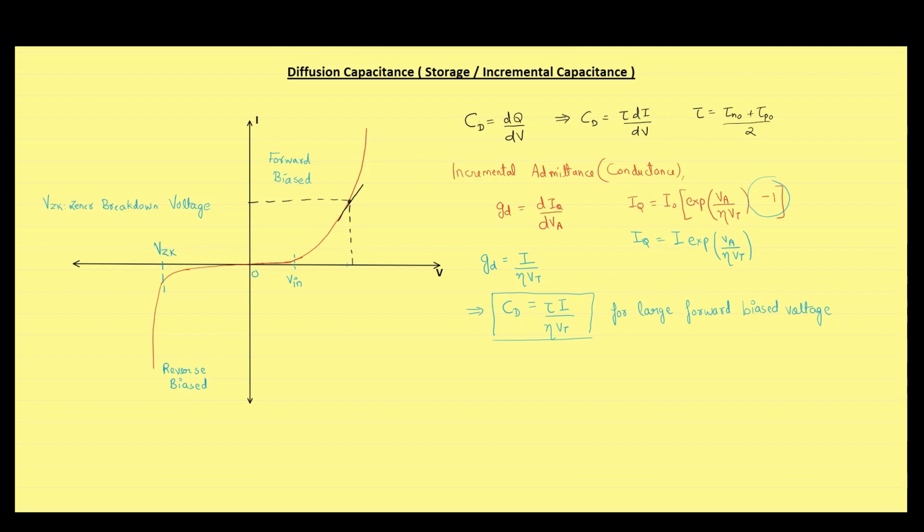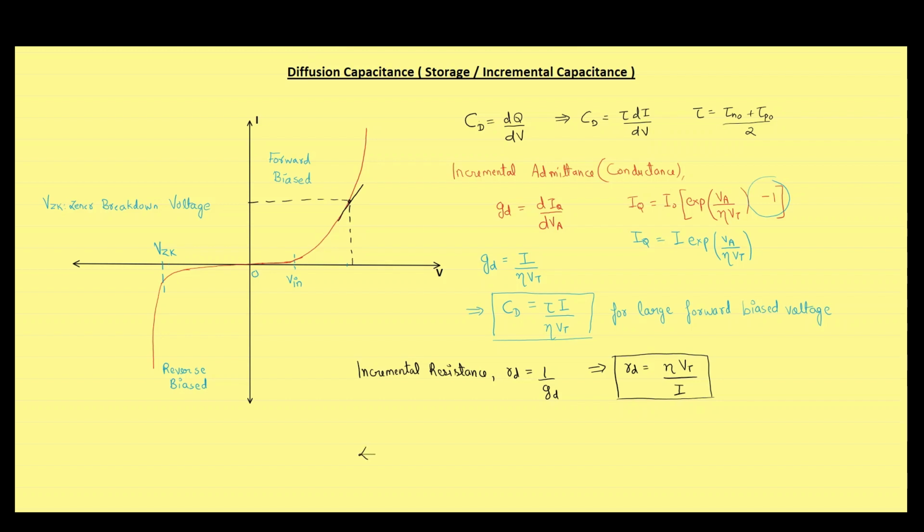Similarly, another important parameter can be defined from the graph, which is incremental resistance, represented by Rd, which is the inverse of incremental conductance. So, Rd is equal to N Vt divided by current. The incremental resistance Rd is also referred to as diffusion resistance. The same goes for incremental conductance, as the other name for incremental conductance is diffusion conductance.